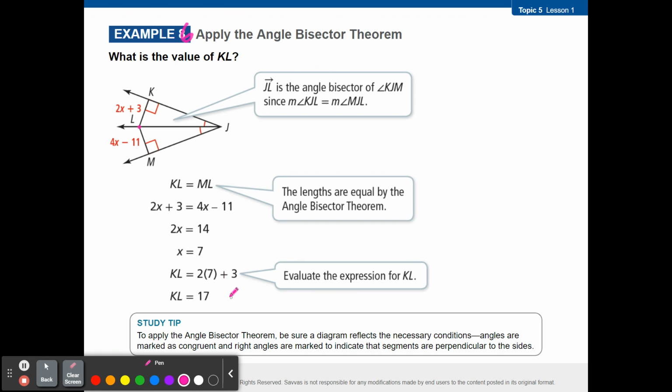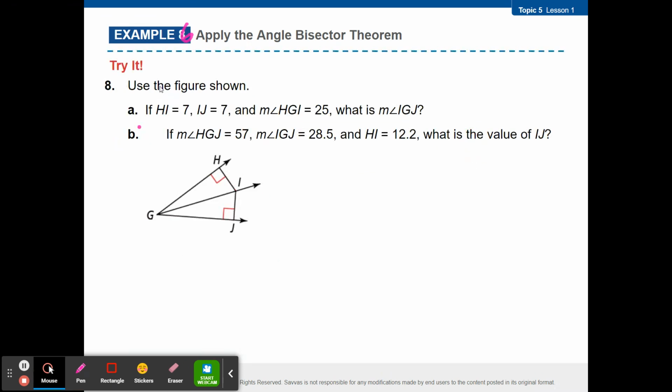Okay, so looking at example 6, you're looking for example 6. What, Evan? Did you say where is that? Yeah. You're good now? Okay, just checking. All right, so it says use the figure shown for A. So we're going to use this for A and B. I recommend 2 colors if you're using the same picture.